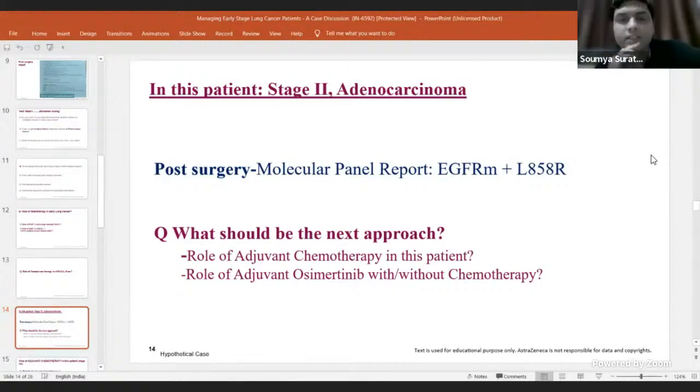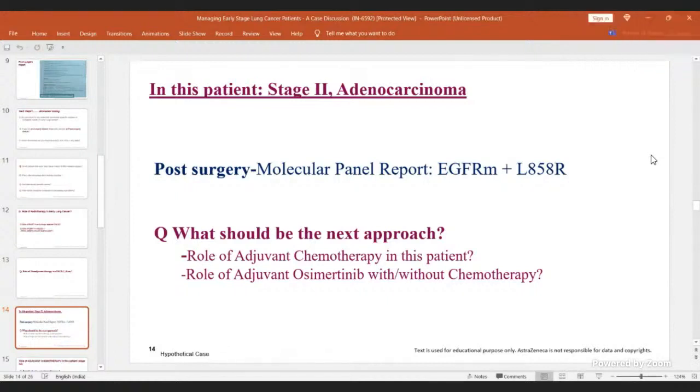So this patient is a stage 2 adenocarcinoma, and the molecular panel has come. The patient has undergone surgery, and the report has come EGFR mutant L858R. So adjuvant chemotherapy, osimertinib. We'll take up first with Dr. Priya. Priya, adjuvant chemotherapy, yes or no?